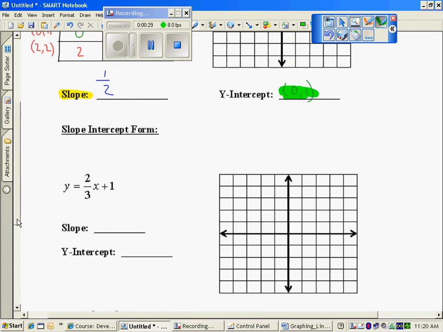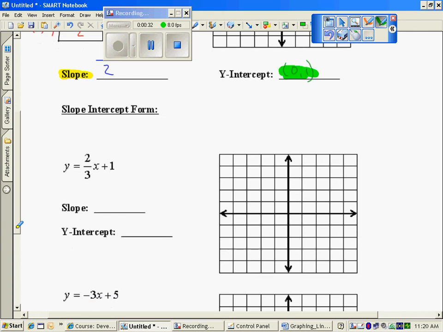So we want to not draw these tables every time. We want to be able to look at an equation and somewhat tell about its graph. So my slope-intercept form is y equals mx plus b. M will be a number. M, the number in front of x, will be called the slope, which is also known as rate of change, which will tell me about the slant of my graph.